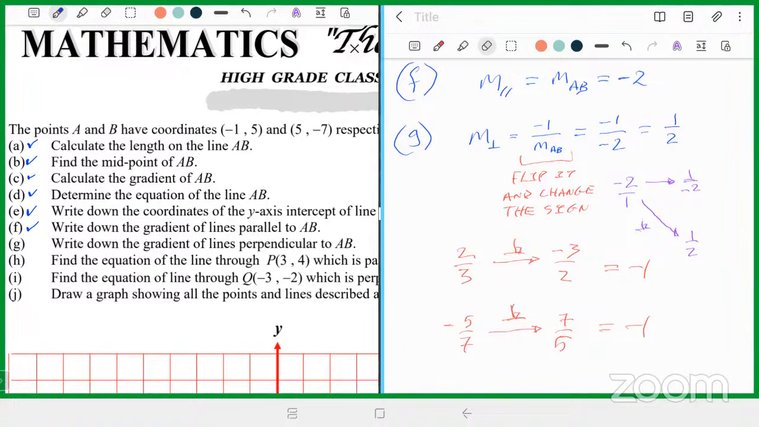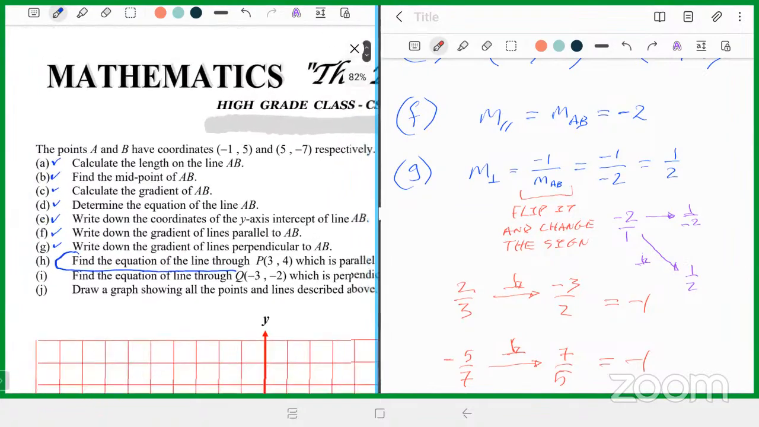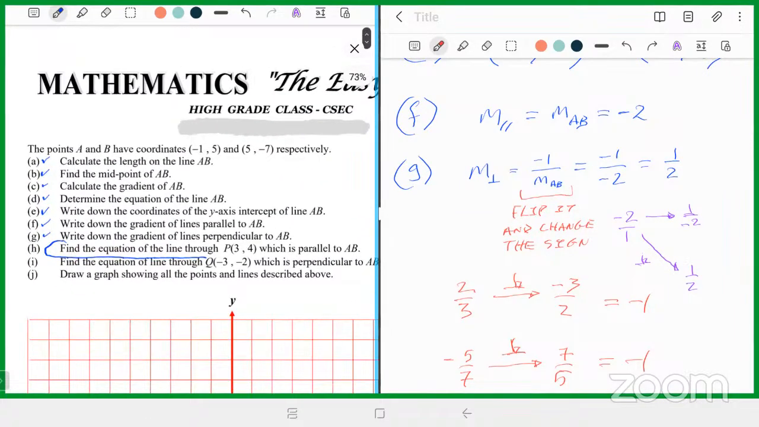All right. So let's summarize what we have so far. Any line that is parallel to AB will have a gradient of -2, and any line that is perpendicular to AB will have a gradient of 1/2. So that takes us now to part H. What is part H asking us for?